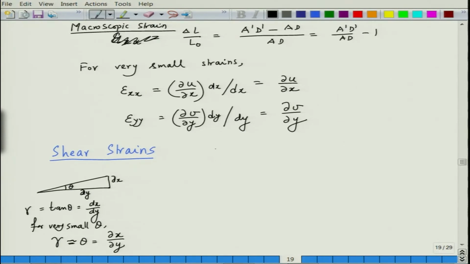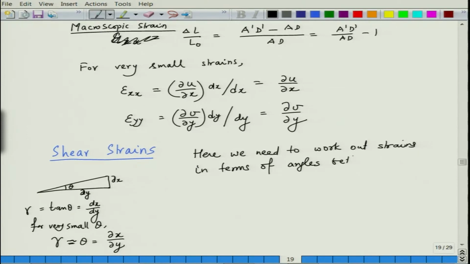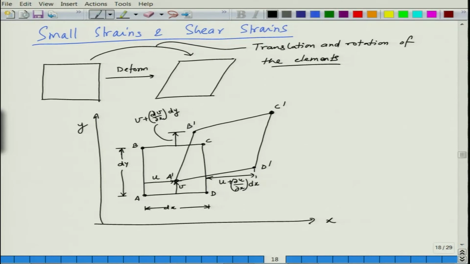Okay. So, using the same analogy for shear strains, basically here we need to work out strains in terms of angles between AD and AD prime, and AB and AB prime. So, this is AD and this is AD prime, this is AB and this is AB prime.